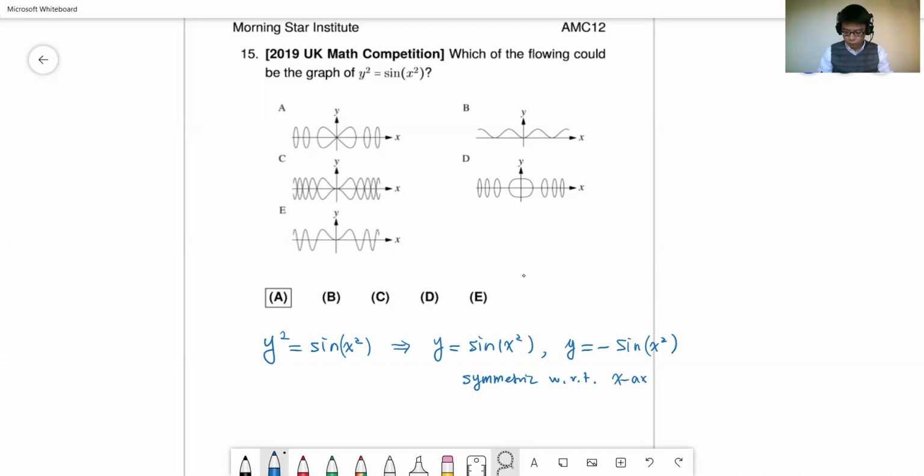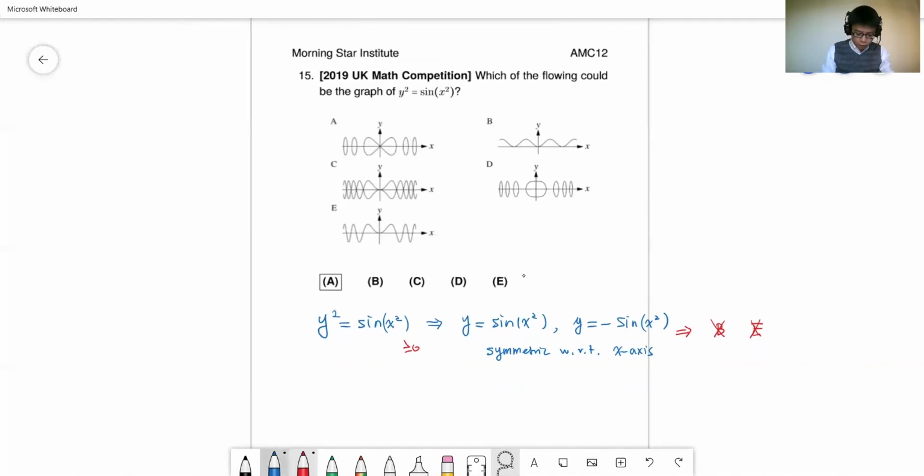Of course, we require this to be non-negative. So from this observation, we can exclude B and E. So B, E are not correct. This is the first observation. The second observation is that it passes through the origin. Zero, zero is on the graph because when x equal to 0, sine x equals 0. So this implies we can cross out D.